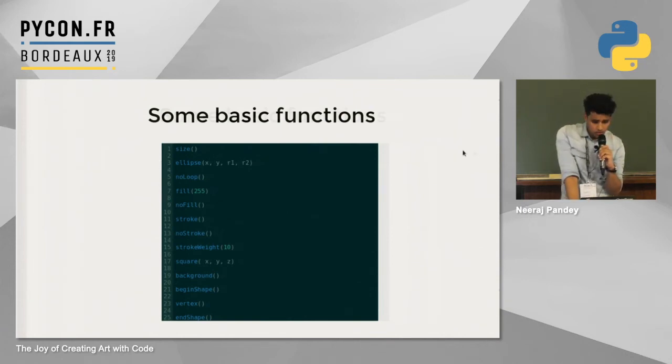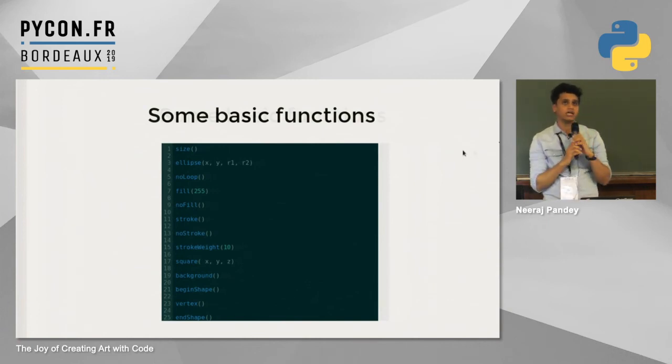Then we have stroke. Stroke is, whenever you draw something, there's an outer border over here. That's a stroke. You can change the color. You can change the width with strokeWeight and everything. There's background, which is used to change the background, and beginShape and endShape. Suppose you want to create a square without using the square function. You open the beginShape function, and you use a vertex from this place to that position, from that to that, like the turtle you must have used in Python when you were young. It's the same thing. And yeah, that's it.